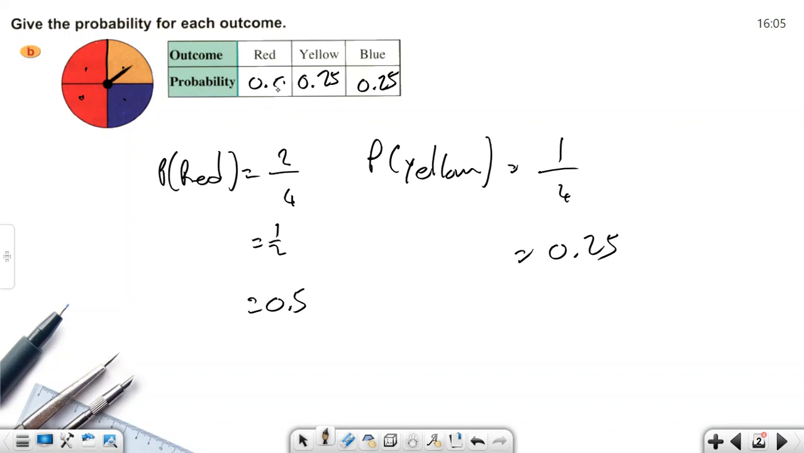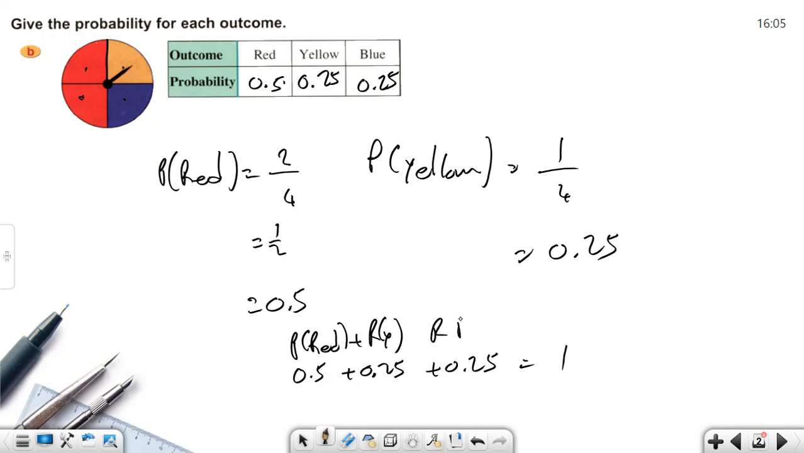So in total, when you add all of them, it always equals 1. If you add these 3 probabilities, 0.5 plus 0.25 plus 0.25, it equals 1. So 100%, when you spin the spinner, it will stop on red or yellow or blue. When you add all these probabilities, it equals 1.